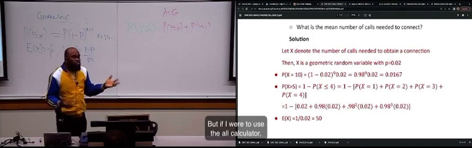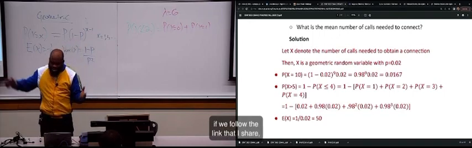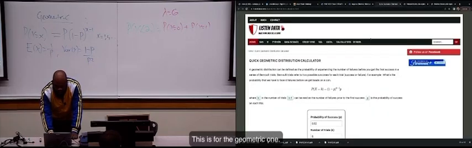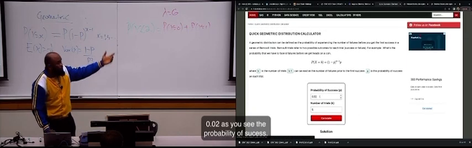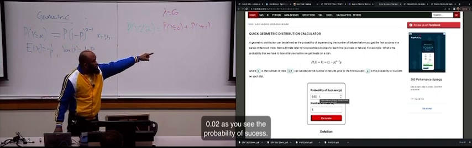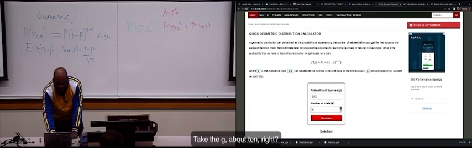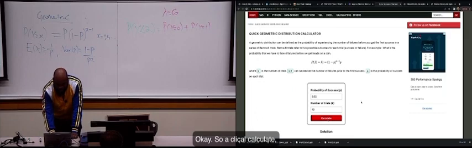But if I want to use the online calculator, if you follow the link that I shared, I'm going to go into the geometric now. Take a look at that. This is for the geometric one. All I just need to do here is indicate 0.02 as the probability of success, and what is the number of trials here? I take 10, right? Then I click on calculate.